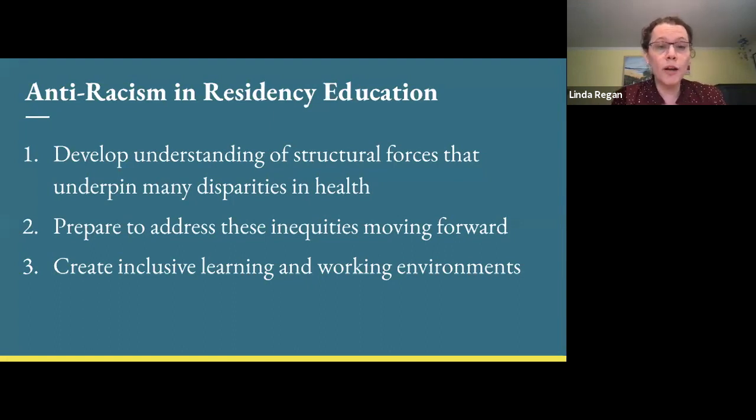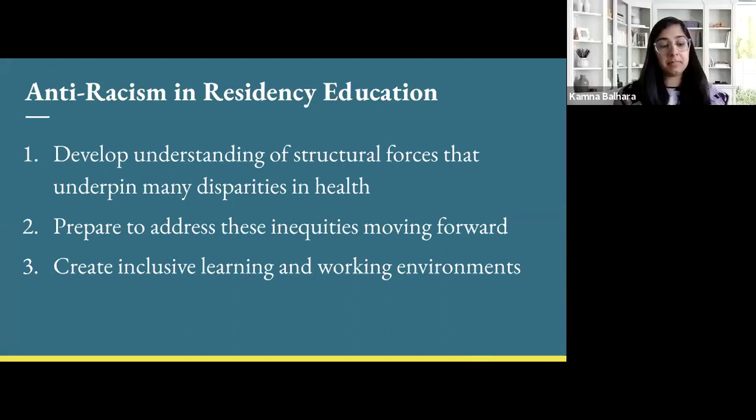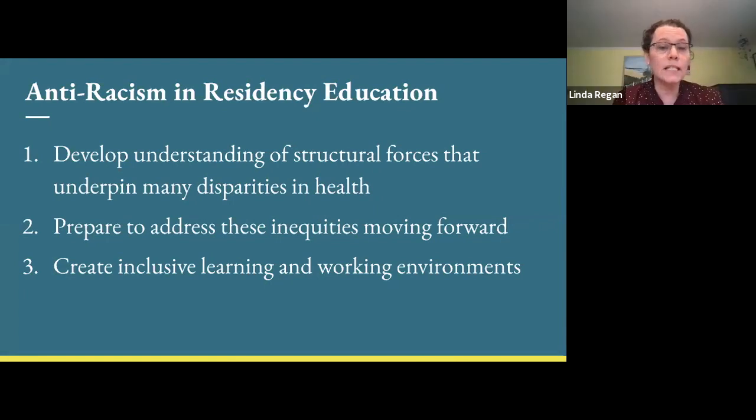Unfortunately, while we're thought of as the societal and medical safety net, emergency medicine has its own history of promulgating disparities in healthcare as well as racial hostilities towards patients and healthcare workers. Even today, we must navigate a complex healthcare system that maintains significant obstacles born of racial constructs on behalf of many of our disenfranchised patients. An anti-racism curriculum can serve many purposes by allowing residents to understand the structural forces that underpin disparities in health, by preparing them to address these inequities, and helping to create inclusive learning and working environments for all.